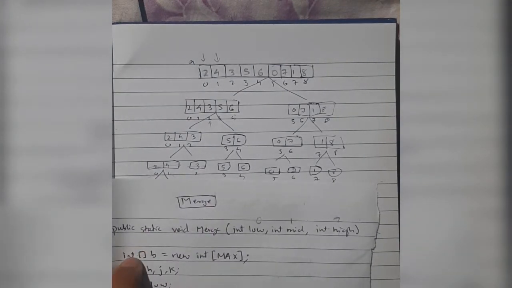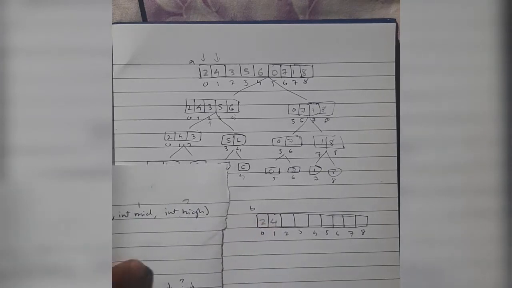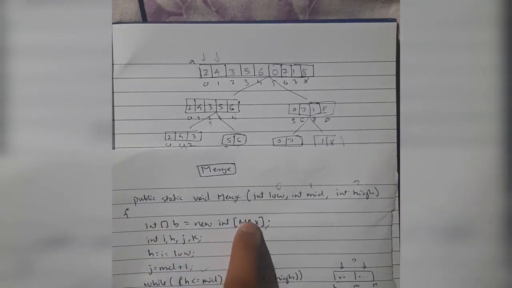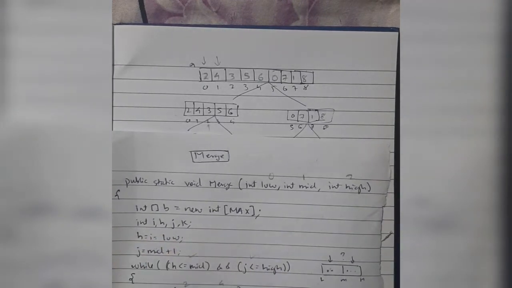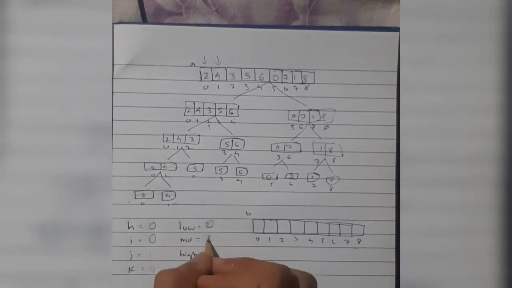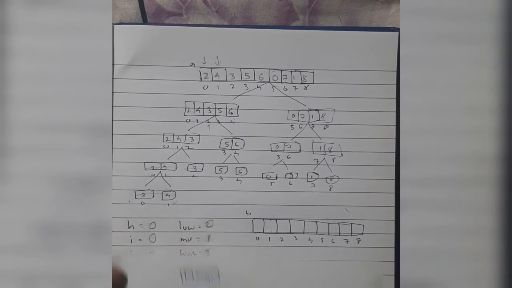Now in that also we'll be creating a new array here. Initially whatever elements were there, we'll erase them, and this is the new array. That is the first line of code. The second line of code creates the new variables i, h, j and k, which are empty for now. Then h is equal to i is equal to low, so let's initialize h and i to low. Low is 0. Then j is equal to mid plus 1. Mid is 1, so j will become 2. Then, while h is less than or equal to mid: what is h? h is 0. Is 0 less than or equal to 1? Yes, true.